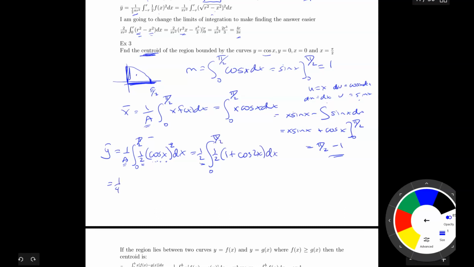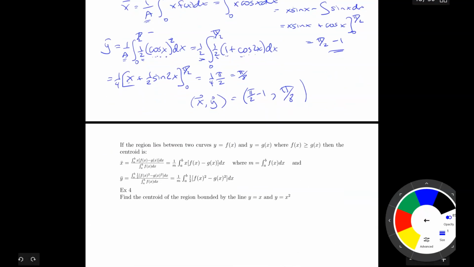So 1/4, right? These two 1/2. Now I'm ready to integrate 1 and get x. Integrate here, 1/2 sine of 2x between 0 and pi over 2. So plug in the pi over 2, and the only thing I get is that pi over 2 right there. So I get pi over 8. So my x bar, y bar is pi over 2 minus 1, comma, pi over 8.